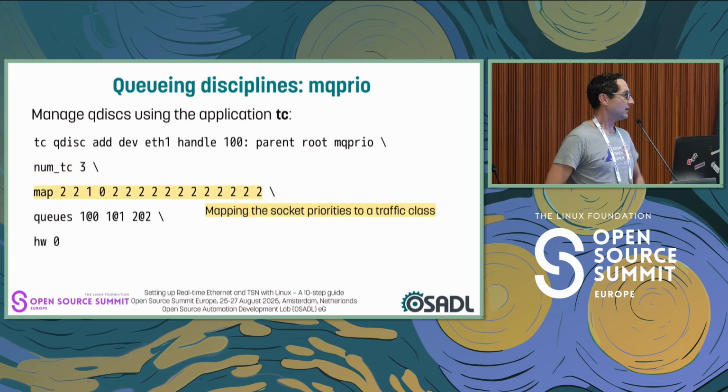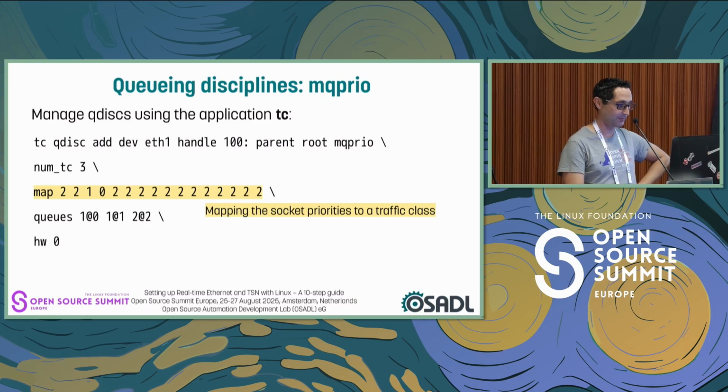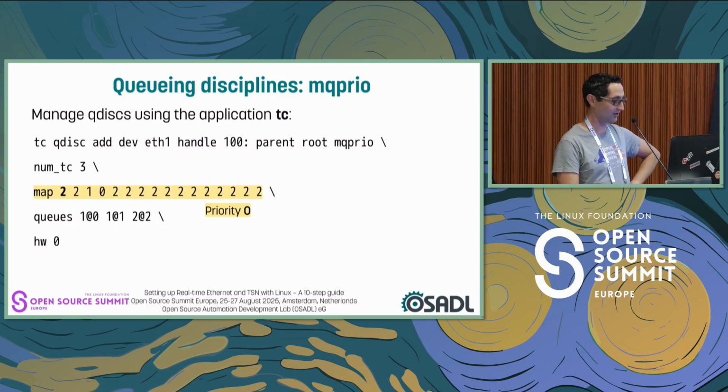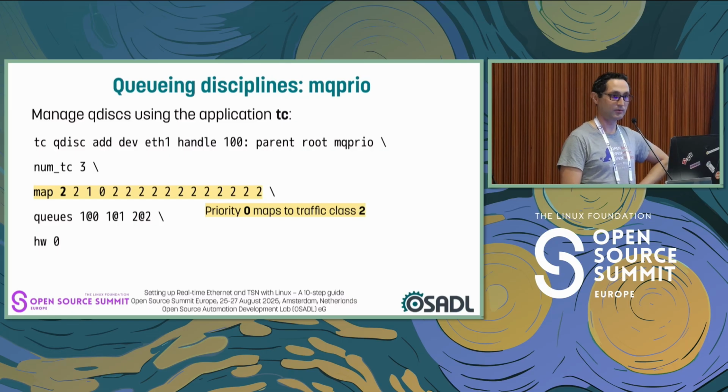Now the mapping needs a bit of explaining, because now we are mapping the socket priorities to the traffic classes. And this goes as follows. The position of the number is basically the socket priority. We have 15 socket priorities available. So this position is priority 0, this is priority 1, this is priority 2, this is priority 15, right? The number you write down here is the traffic class. So that means socket priority 0 is going to be mapped to traffic class 2.